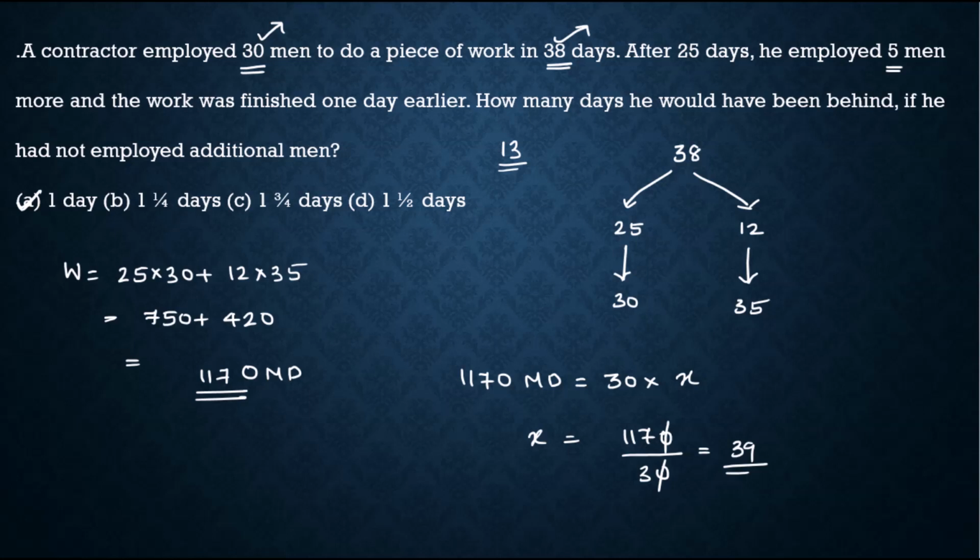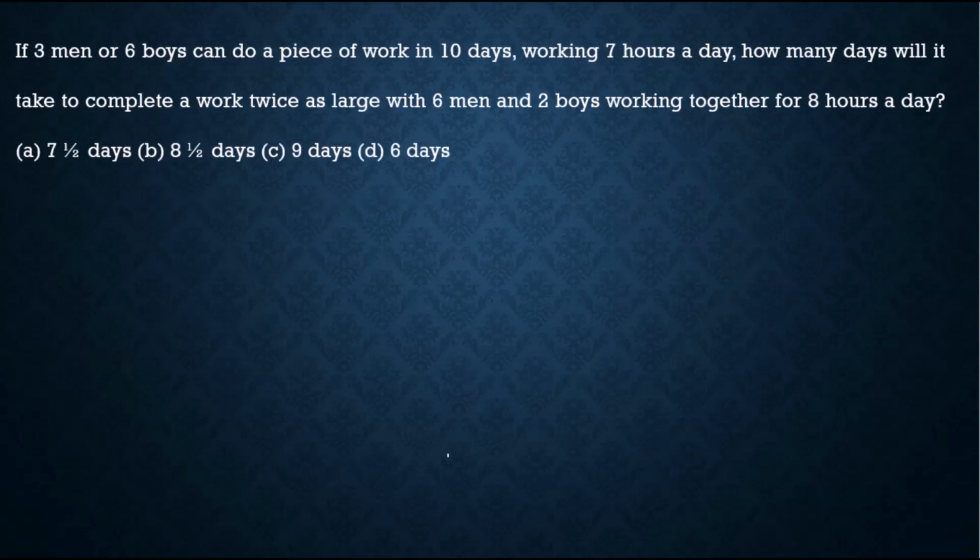Okay, hope it's clear. We cannot take 30 men in 30 days because if the work is completed in 38 days by 30 men, then the work can be calculated as 30 into 38. But this is only the scheduled thing. We are not finishing it up. Okay, hope it makes sense.